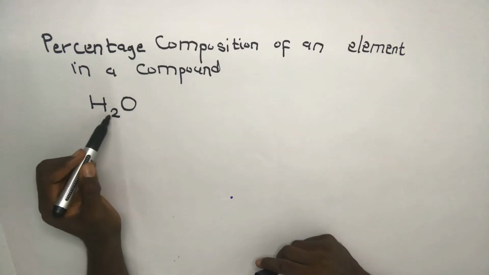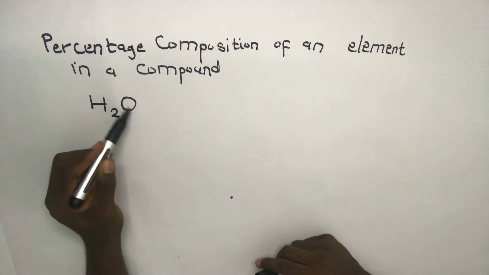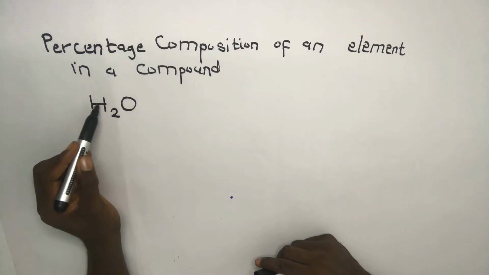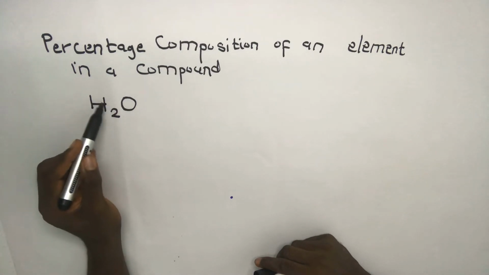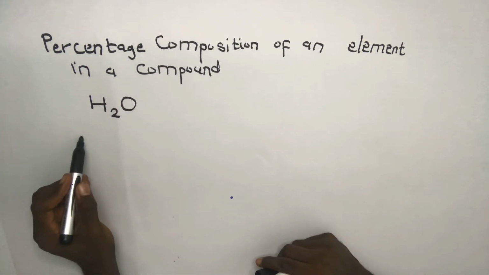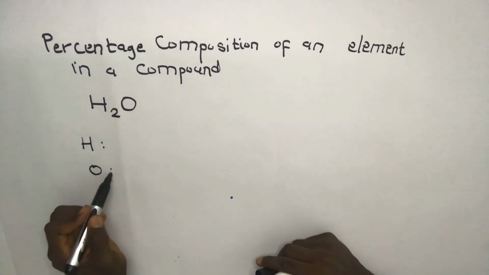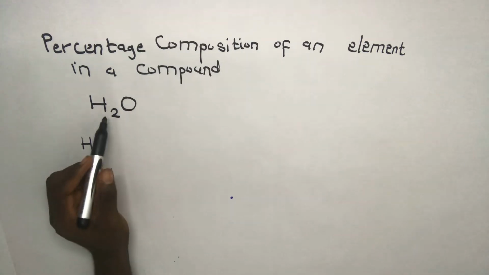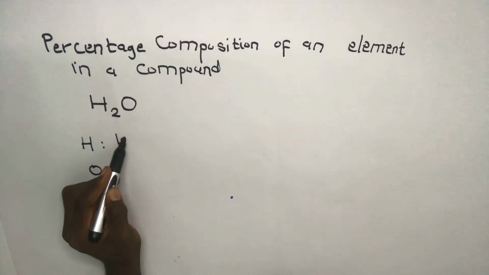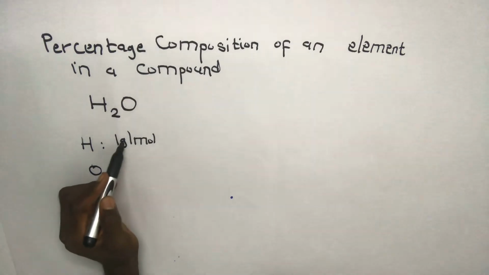In order to determine the percent composition of each element in this compound, we must first determine the relative atomic mass of each element in this compound. We have two different elements here: hydrogen and oxygen. The atomic mass of hydrogen is 1 gram per mole.